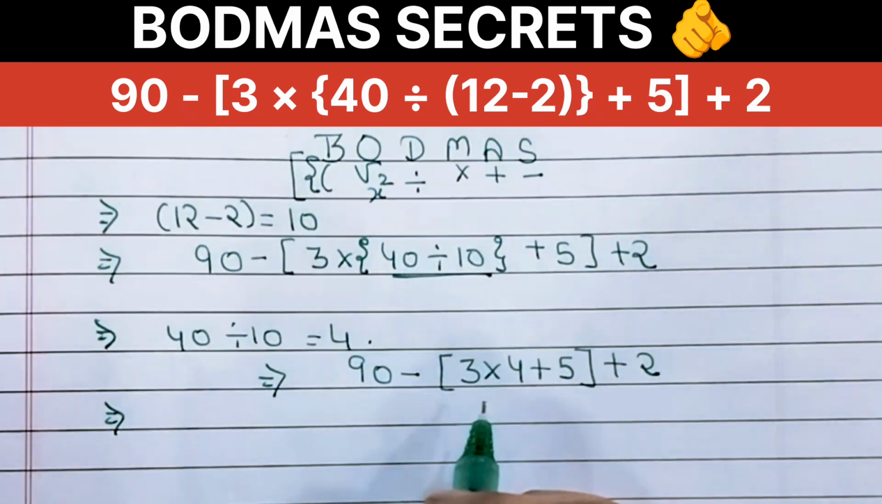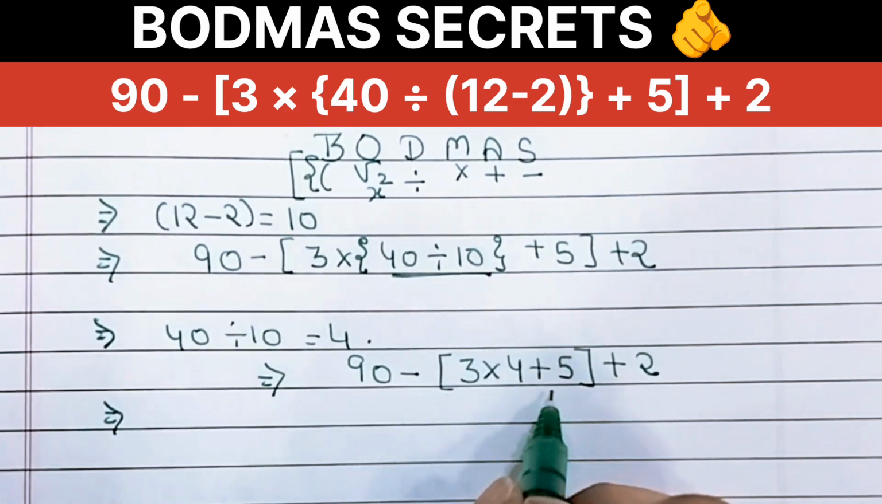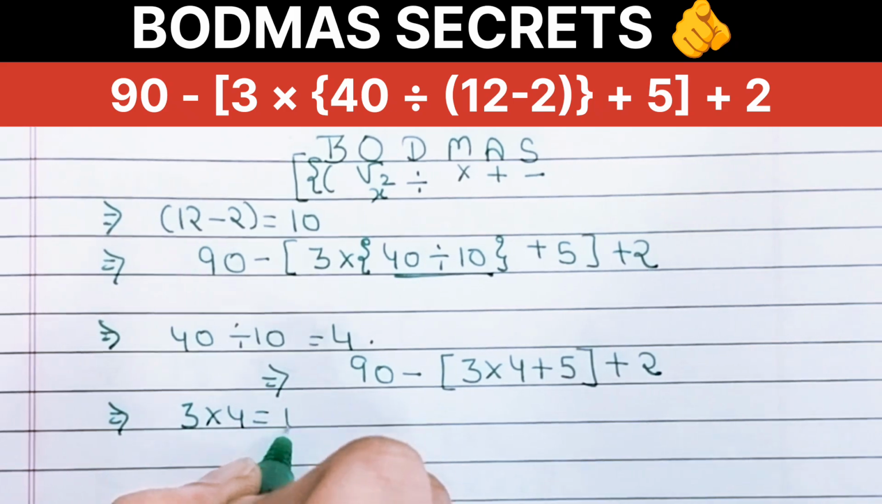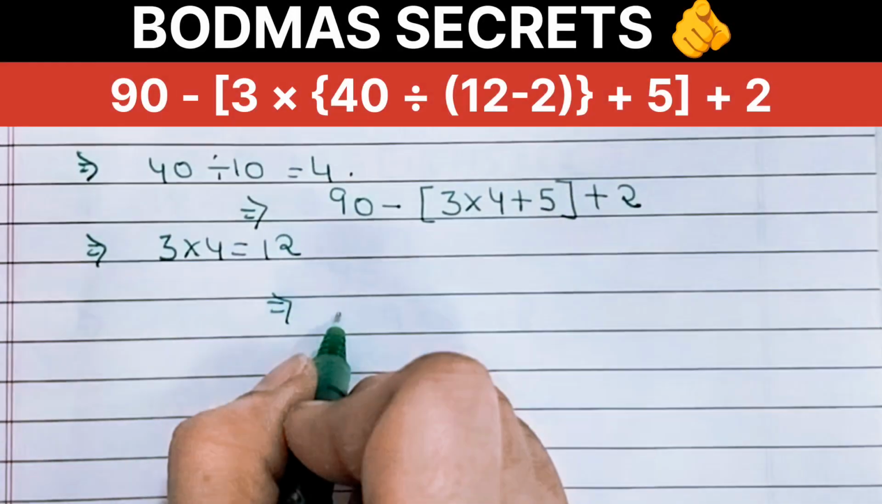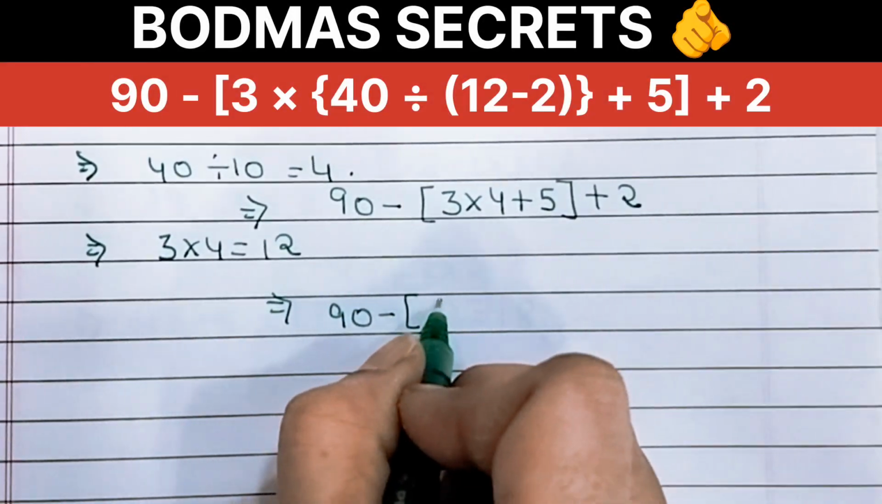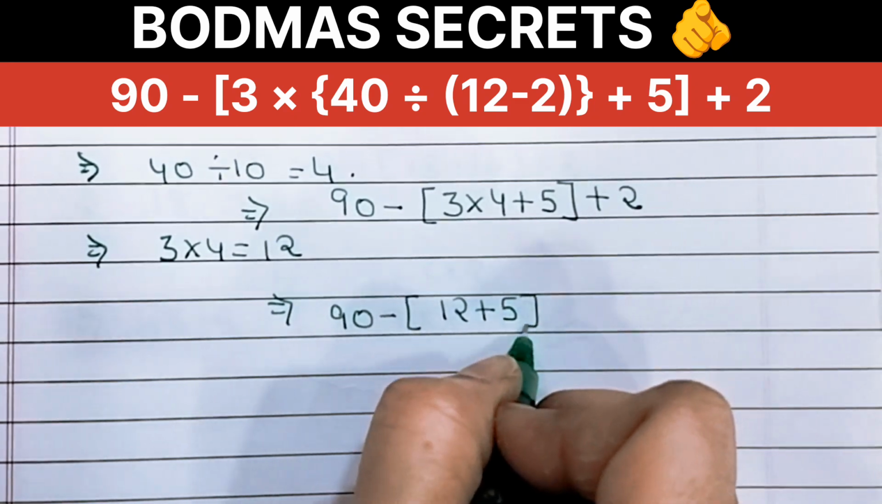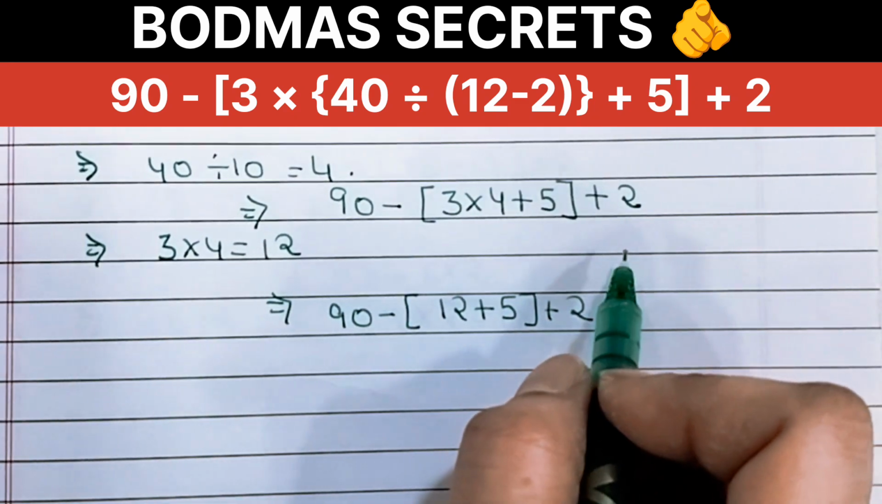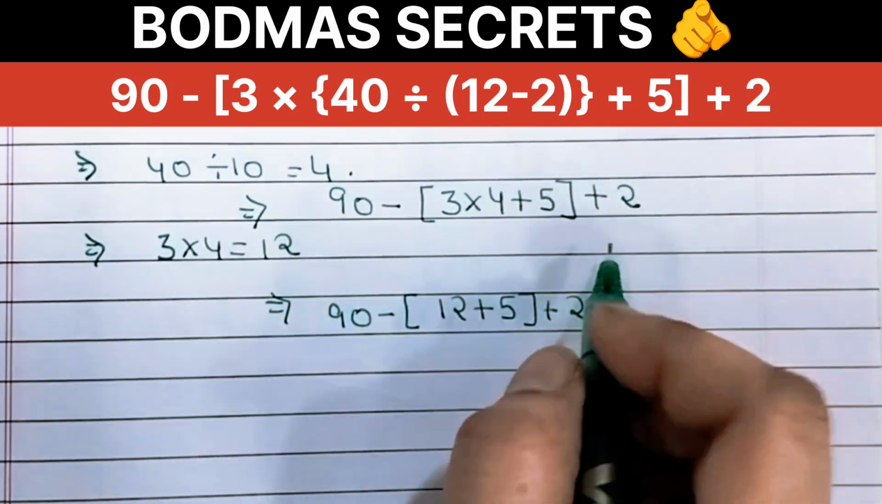Now step 3, solve inside the square brackets, first multiplication: 3 multiplied by 4 is equal to 12. Now the expression becomes 90 minus square bracket 12 plus 5 and plus 2. According to this step 3, inside the square brackets multiplication takes precedence over the addition.